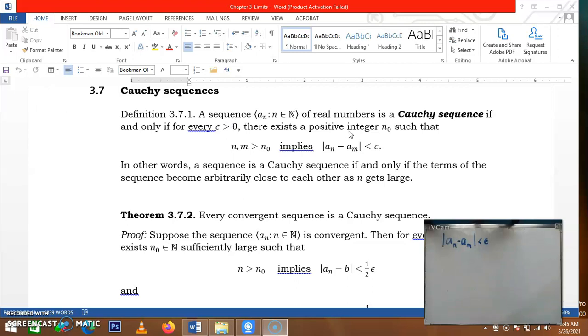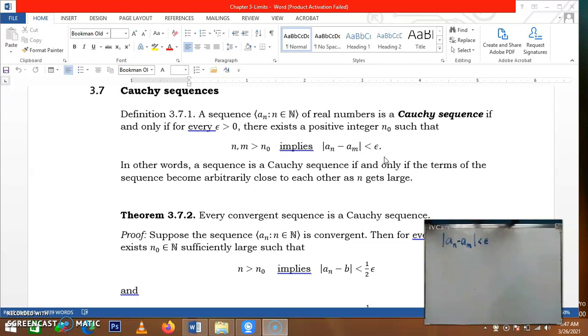A sequence of real numbers is a Cauchy sequence if and only if for every epsilon greater than 0, there exists a positive integer n sub 0 such that n and m are greater than some positive integer n sub 0, which implies that the absolute value of the difference of two terms in the sequence, a sub n and a sub m, is less than epsilon.